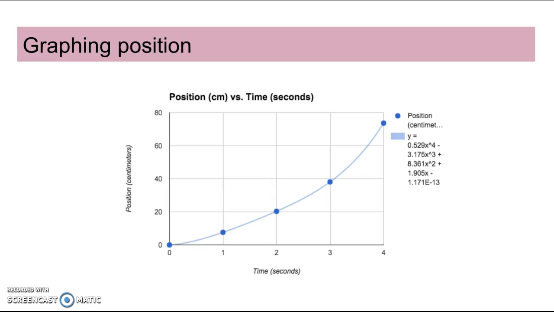This is the position versus time graph of the ball. I used centimeters versus seconds for the units on all of the graphs. The ball's position was not constant. It increased over time at a higher rate.